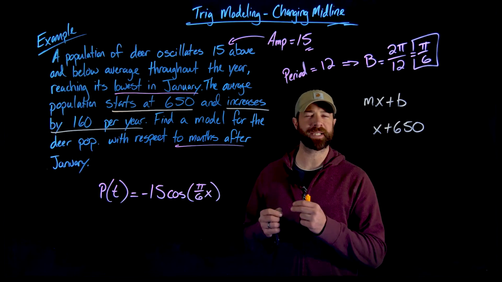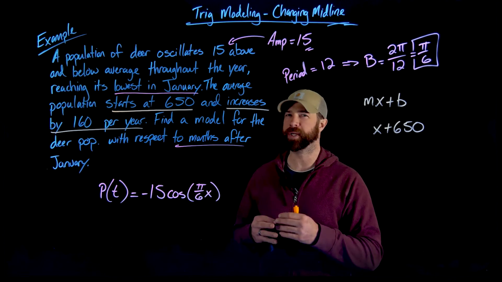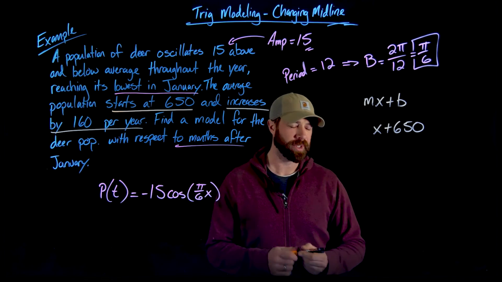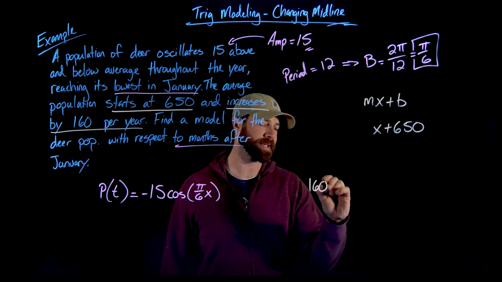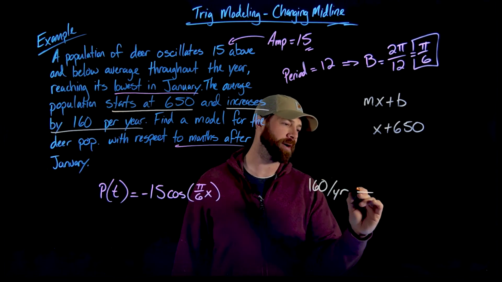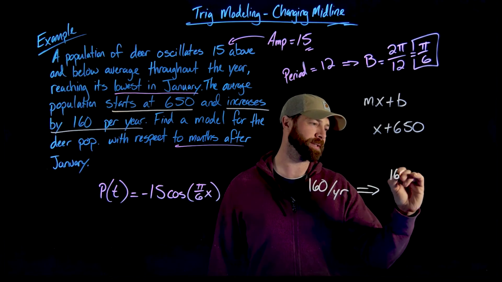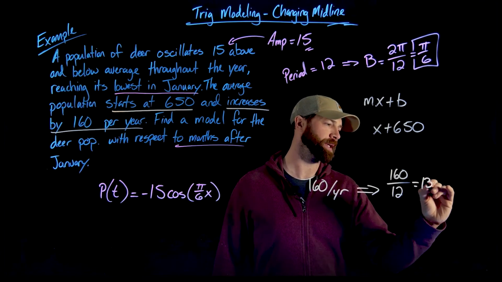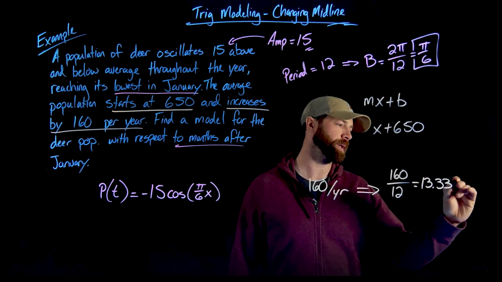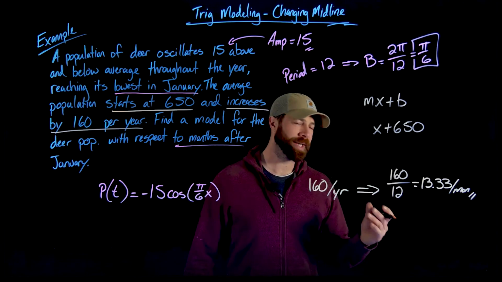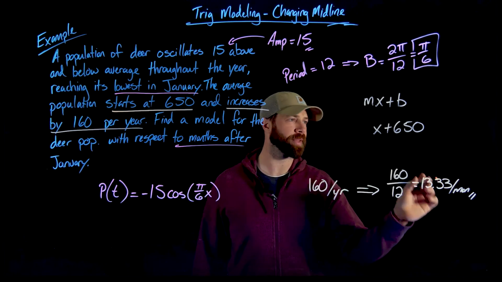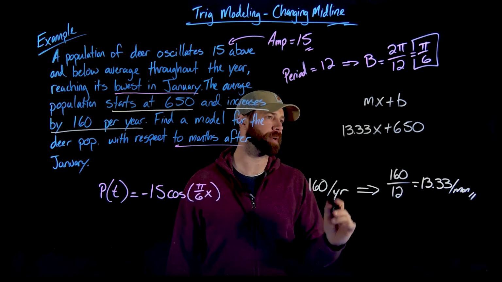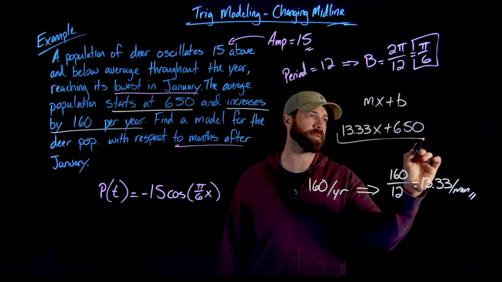Importantly though, that 160 is per year. Our x value, our input, is per month. So what we're looking for is to find out how much this is increasing per month. So if we know it is 160 per year, we can find out how much per month by taking that 160 and dividing it by 12. And when I throw that in my calculator, I got 13 1/3 or 13.33 per month. So again, this is the growth per month. I start at 650 and I have this linear growth per month of 13 1/3, 13.33.